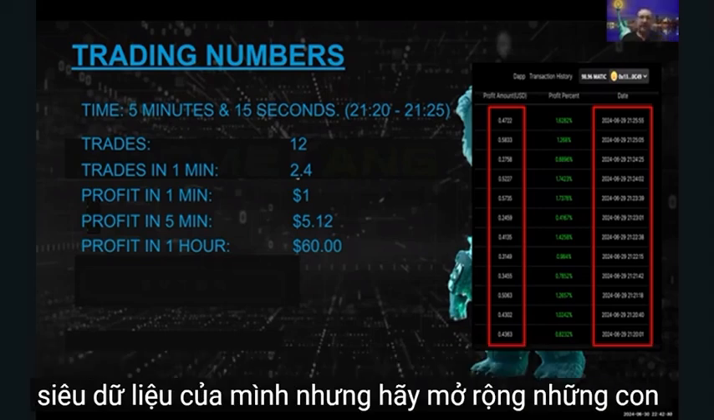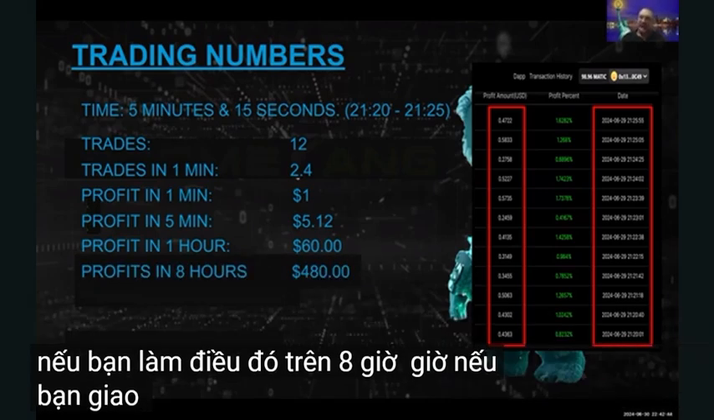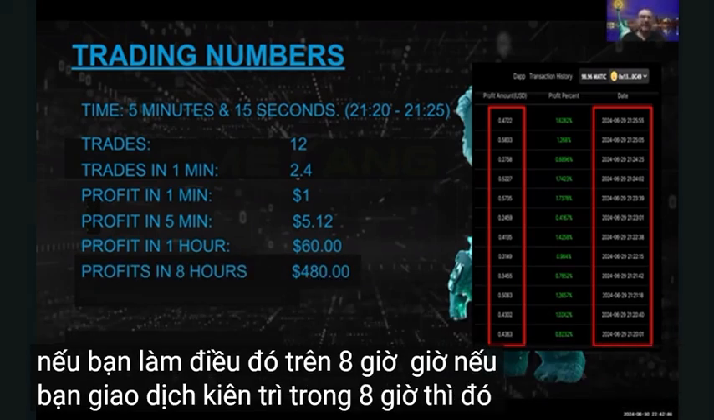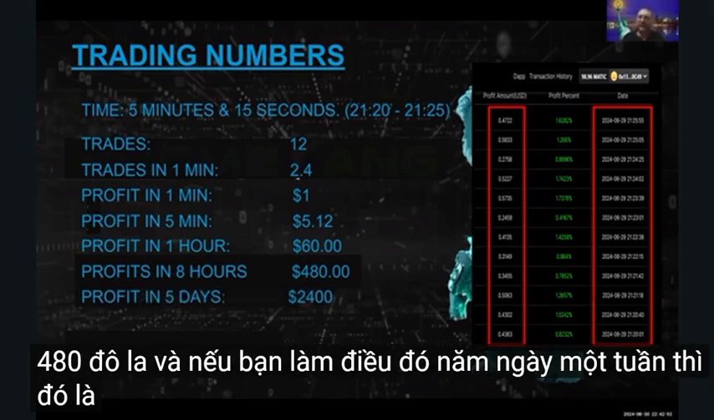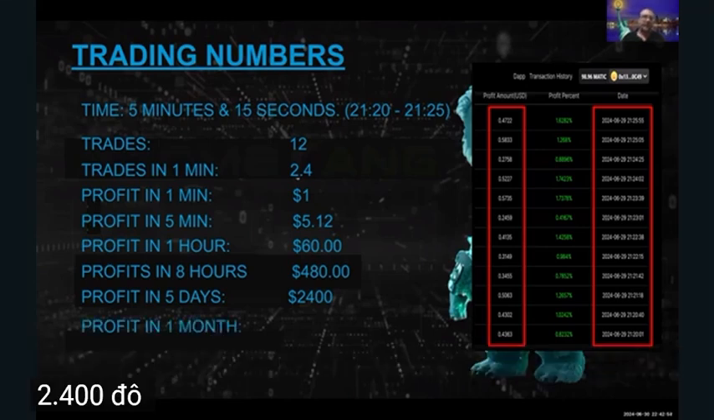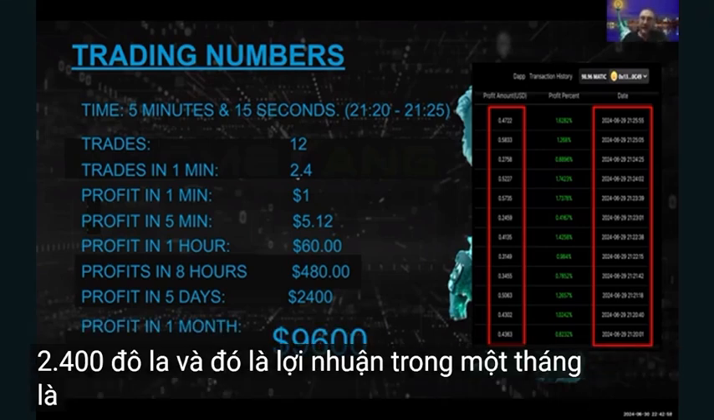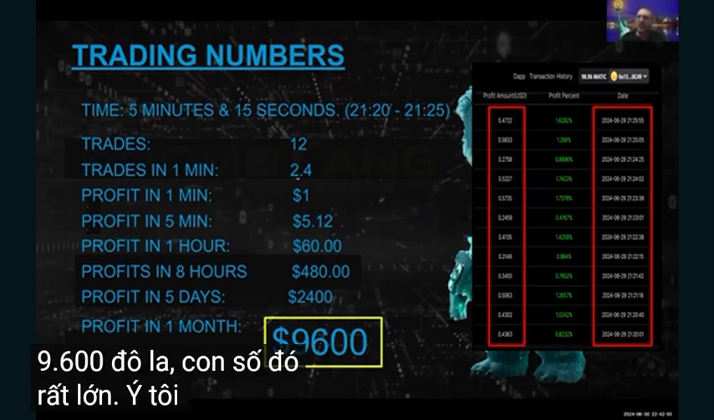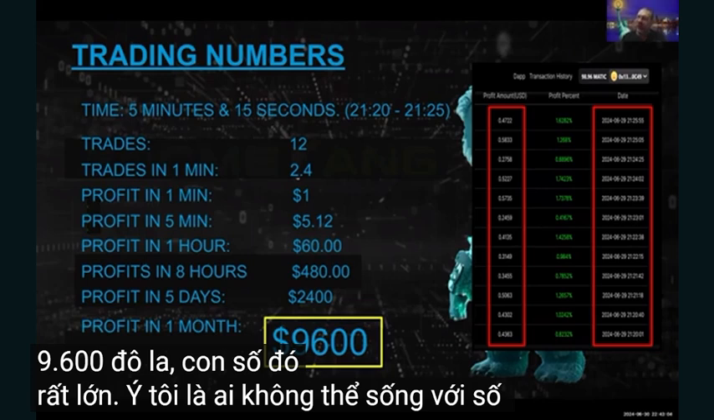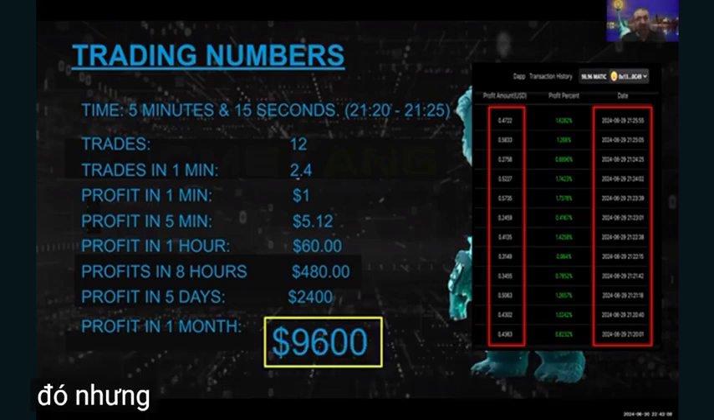But let's extend those numbers. So if you do that over 8 hours, if you trade solidly for 8 hours, that's $480. And if you do that 5 days a week, that's $2,400. And that's a profit in 1 month of $9,600. That's huge. I mean, who couldn't live on that? But let's be a little bit more conservative.